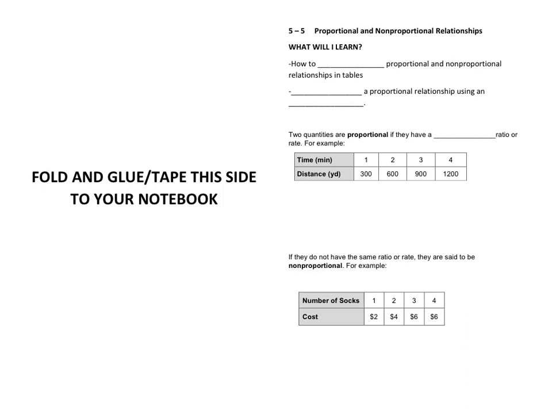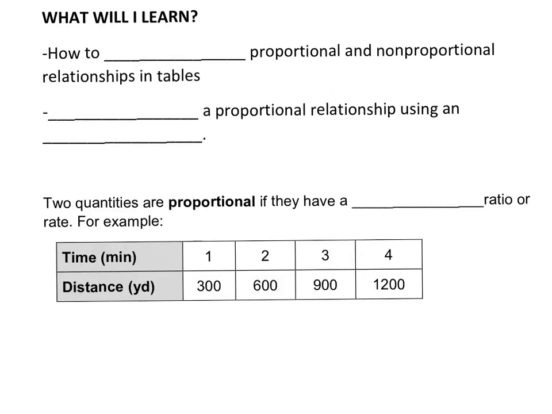Hi class, today we're going to look at Chapter 5, Lesson 5, Proportional and Non-Proportional Relationships. What we will learn: first, how to identify proportional and non-proportional relationships in tables. And then, of course, we will also learn how to describe a proportional relationship using an equation.